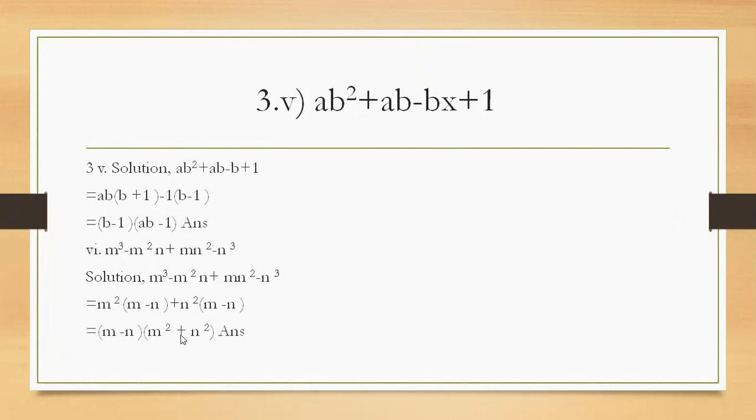Remaining is m square plus n square. Good. Are you clear, children? Are you clear here?